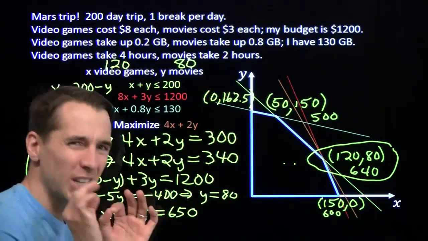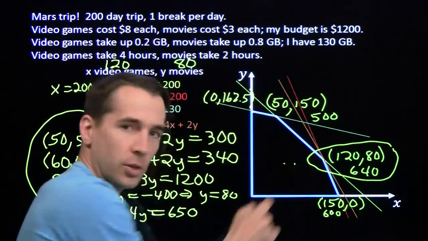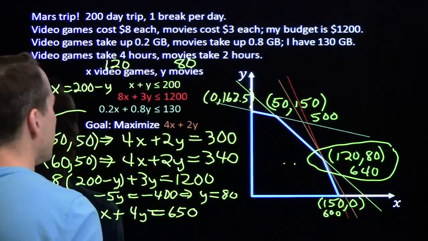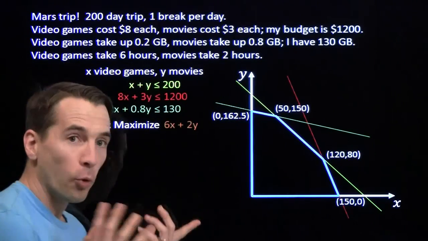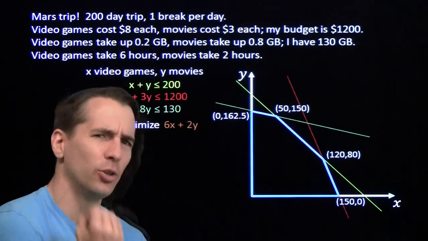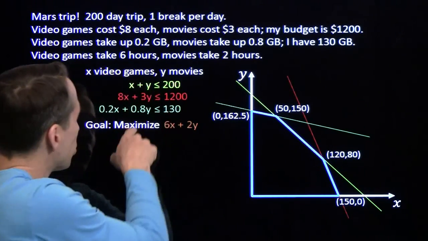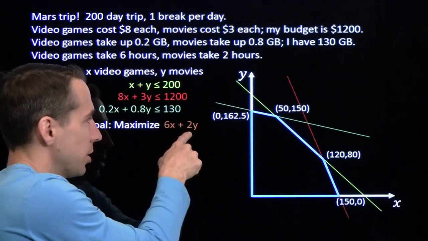What we're going to do here is change the problem just a little bit, to see that it's not always this corner that's the winner. Imagine that instead of these 4-hour video games, I have video games that are going to take 6 hours. These are really good video games, much better than the other ones were. Now here we were trying to maximize 6x plus 2y.